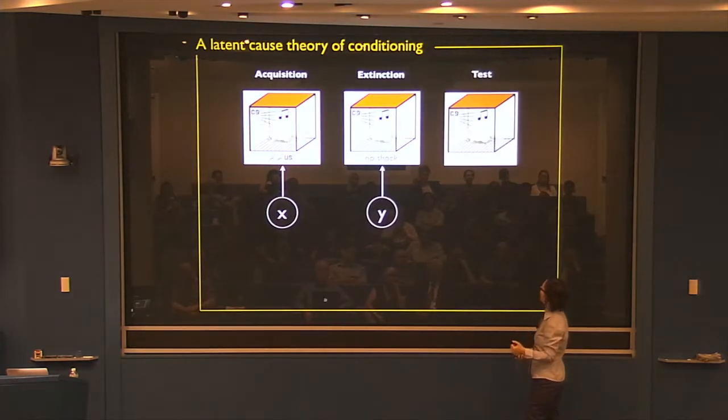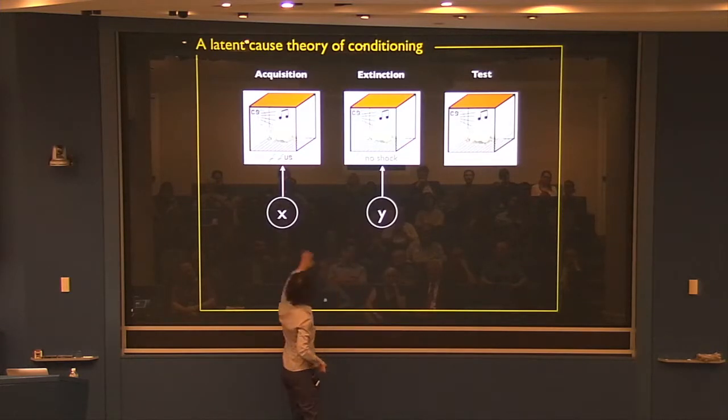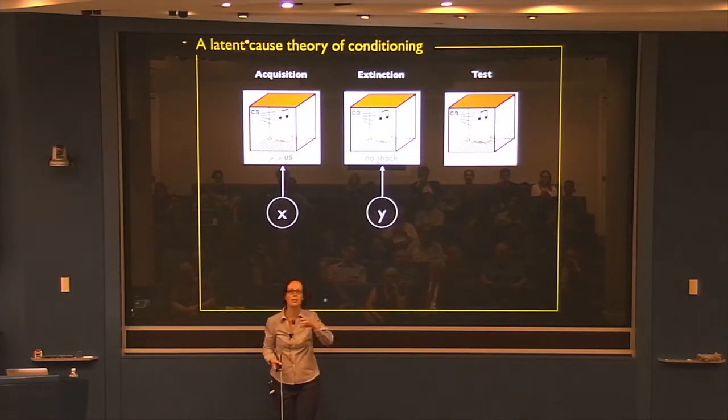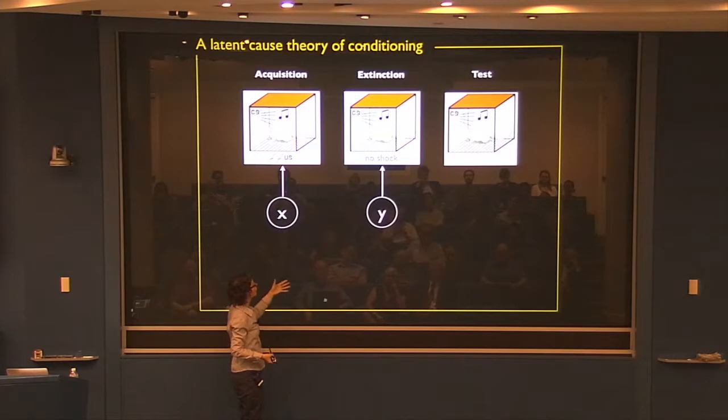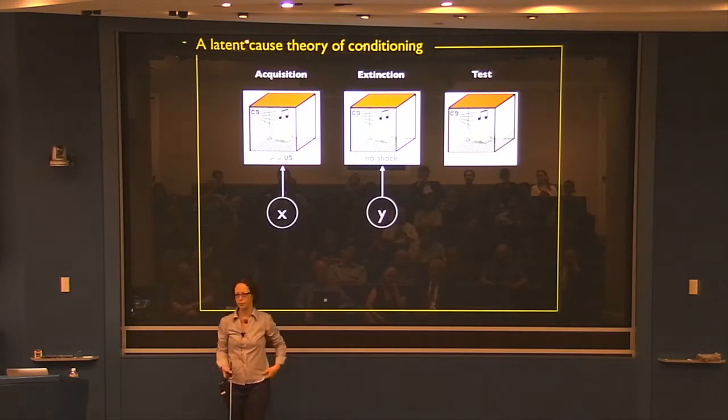And now at test, when we're asking the animal, are you afraid of the tone, we're really asking him, do you think X is on now, or do you think Y is on now? And we can think of different manipulations, like giving a reminder shock as changing the likelihood that one of these is on, because they're unobservable. The animal has to infer this.